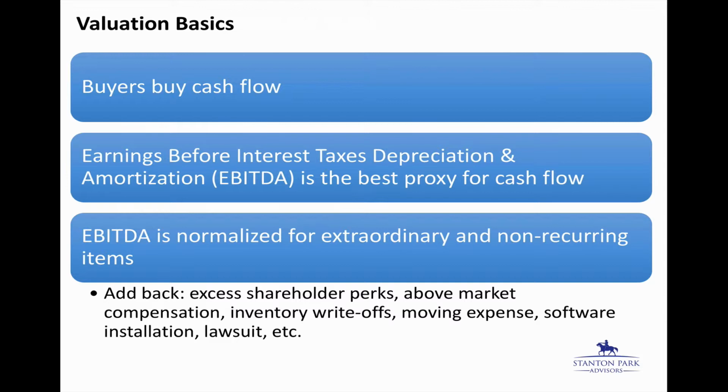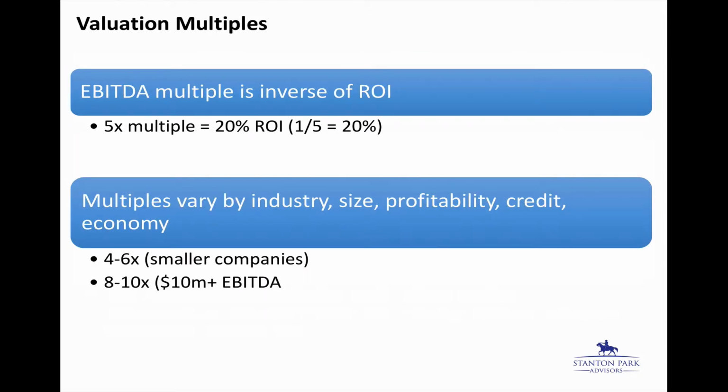Let's talk about multiples next. A multiple is essentially the inverse of a return on investment, or ROI, calculation. So, for example, if we pay a 5 multiple for the earnings of a company, we're effectively getting a 20% return, or 1/5 of our money, because it takes 5 years to recoup our initial purchase price outlay. Multiples vary by a number of factors, including company size, industry, growth rate, profitability, risk profile, and availability of credit.